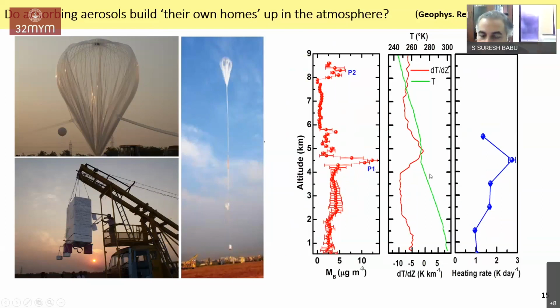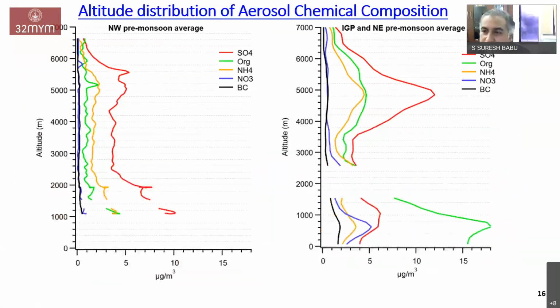Simultaneously, we have temperature measurements. Where the black carbon is high, we could see that there is an enhancement in the atmospheric heating due to aerosols. But if you look at the different species over the Indo-Gangetic plain, especially as we go to the higher altitude, near the surface it is an organic dominated system. But if you go to the higher altitude, it is basically sulfate dominated.